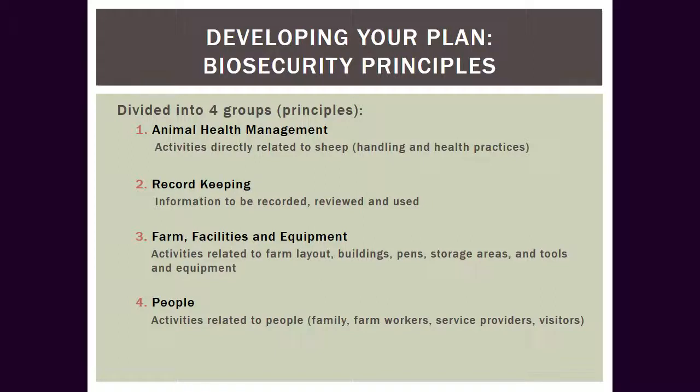In the fourth principle, the activities of people entering and working on your farm are assessed for their potential to introduce or spread diseases within your flock. For example, farm workers or shearers that move from farm to farm likely pose a higher threat than visitors who do not enter your sheep pens.